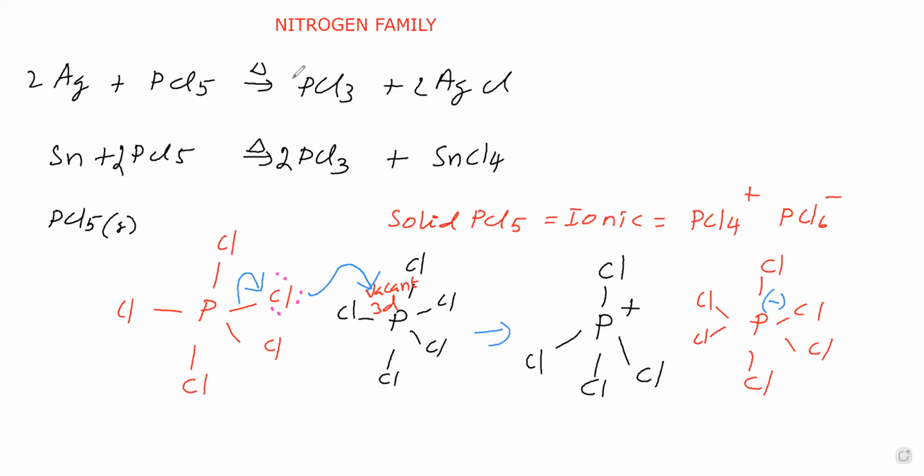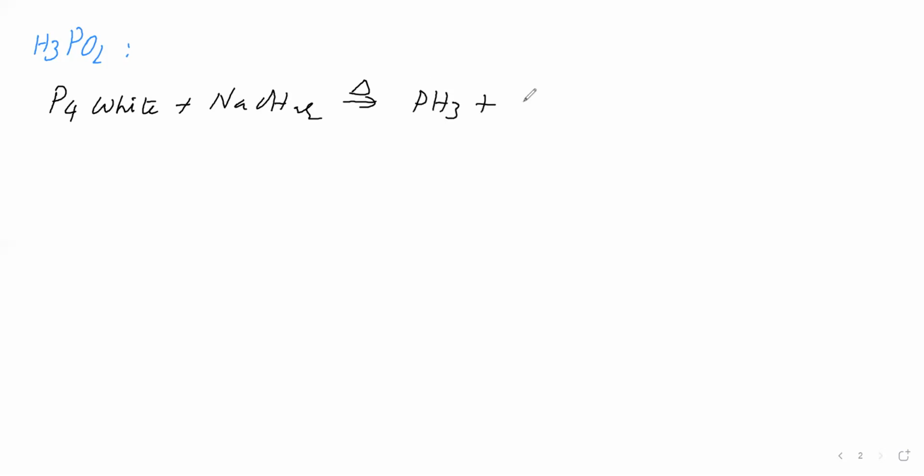Next, we'll see about oxo acids of phosphorus. The first one is hypophosphorus acid H3PO2. How to prepare H3PO2? That we will see. We'll take white phosphorus. To this we are adding sodium hydroxide solution and the solution is boiled. White phosphorus becomes phosphine and sodium hypophosphite. This sodium hypophosphite on treating with dilute HCl, we are getting H3PO2. Hypophosphorus acid we are getting.